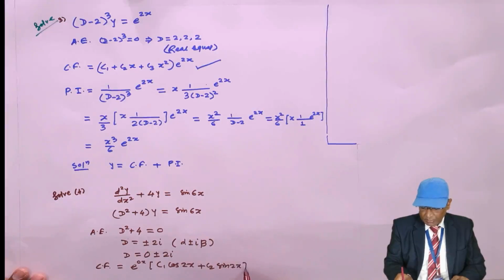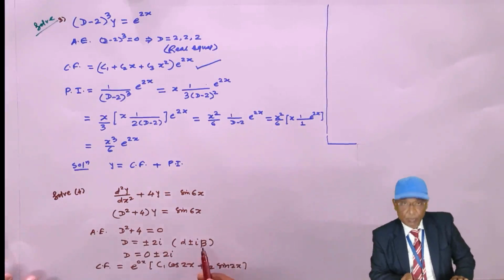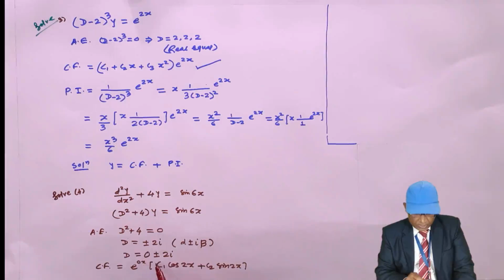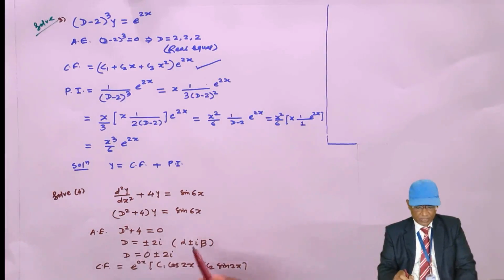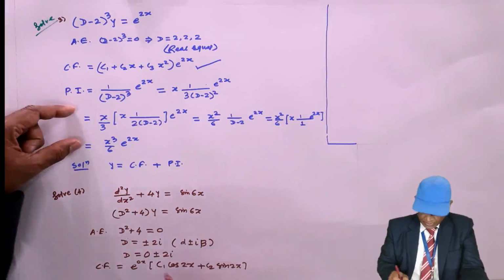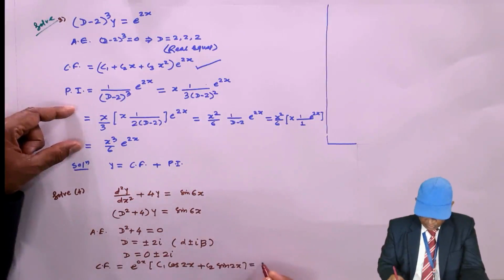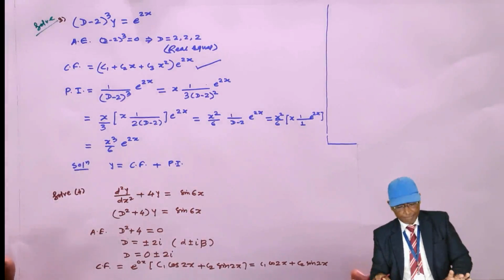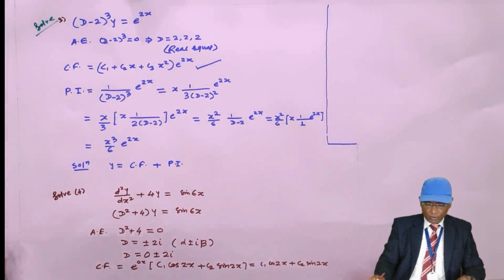Okay, when roots are imaginary and different, of the type alpha plus minus i beta, how do you write the complementary factor? e raised to power alpha x in bracket c1 cos beta x plus c2 sin beta x. Here in this case alpha is 0 and beta is 2. Okay, and e power 0 is 1. No need to write it in the next step. This is the complementary factor. Okay, very quickly we found it.